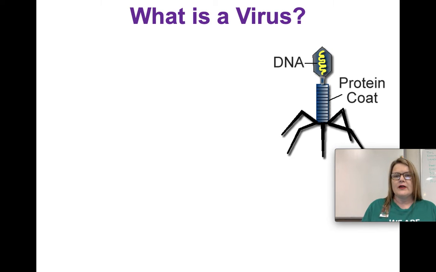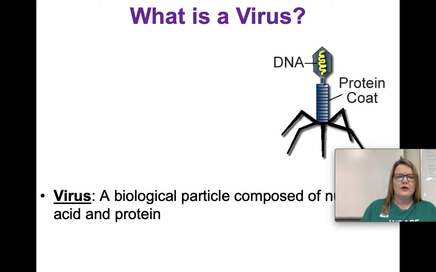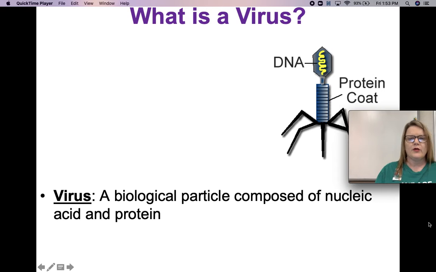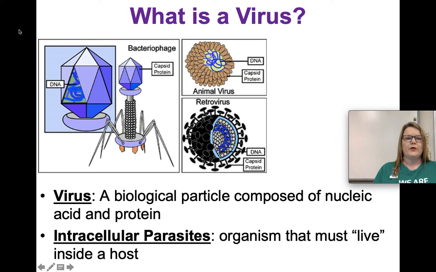So what is a virus? Viruses tend to have a DNA or RNA core and a protein coat. A biological particle composed of nucleic acid and a protein. Nucleic acid, again, that's what DNA and RNA are made of. And there we go. So again, that other one was showing a bacteriophage, which we'll learn is a virus that affects bacteria. It has a capsid, which is made of protein, and then on the inside it has DNA.